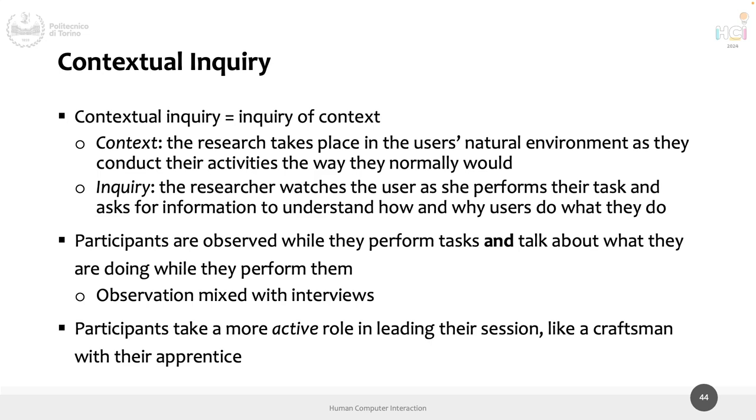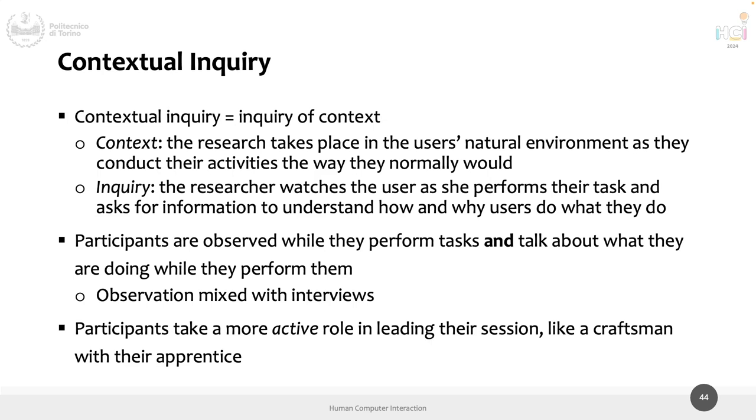It's an inquiry because the researcher watches the user as they perform their activities according to the domain, to the activities you are observing, and asks for information to understand how and why they did what they did in that moment. Differently from observation and interview, in which first you observe, and then after the observation, if you're not a complete participant, you ask, do you remember you did this 5 minutes ago, 10 minutes ago? Can you tell me why? And a person needs to remember.